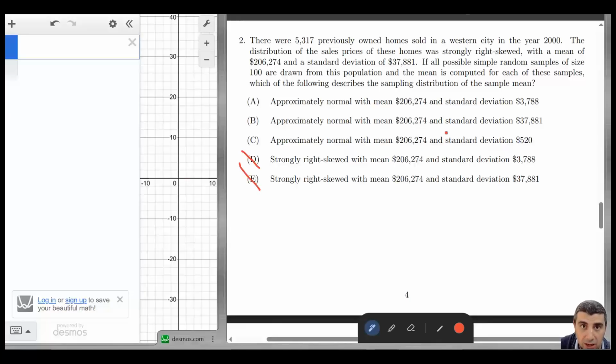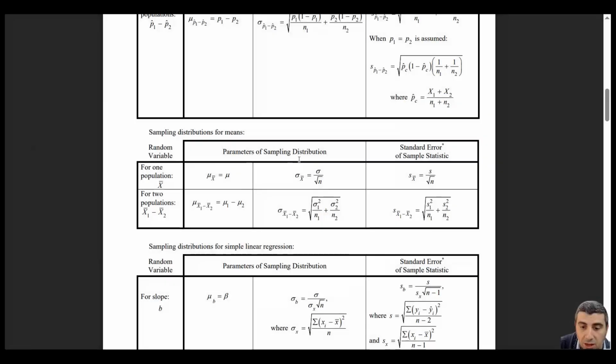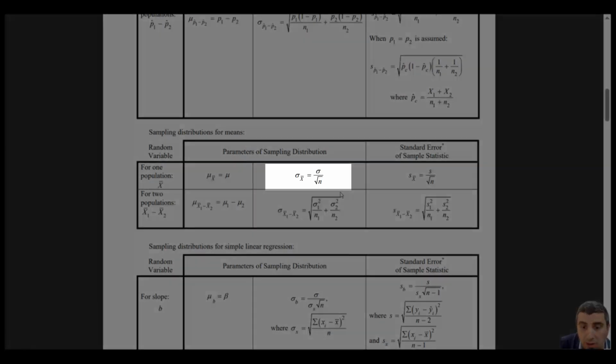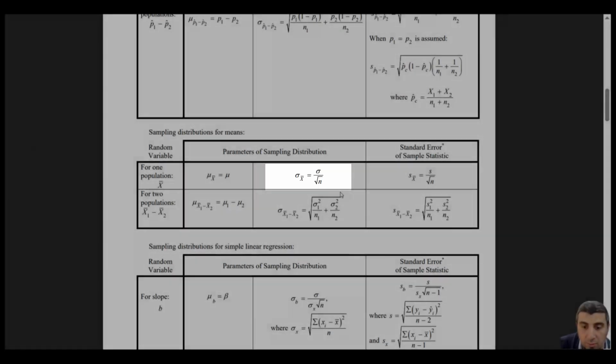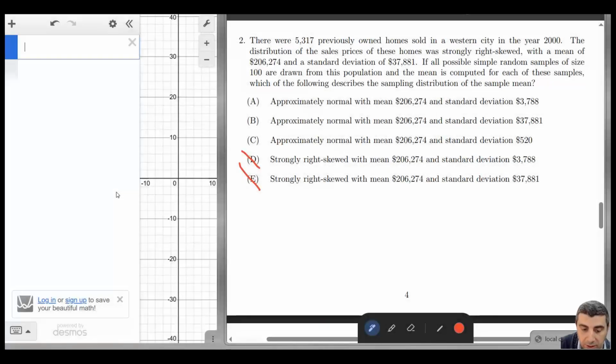Then we need to calculate the standard deviation for the sampling distribution of the sample mean. If you don't remember it, it's on your formula sheet. So here I pulled up the formula sheet. You can see that the standard deviation is the standard deviation of the population divided by the square root of the sample size. So we could simply type in the standard deviation divided by the square root of the sample size, which is square root of 100 or 10, and you get 3,788. That would be choice A.